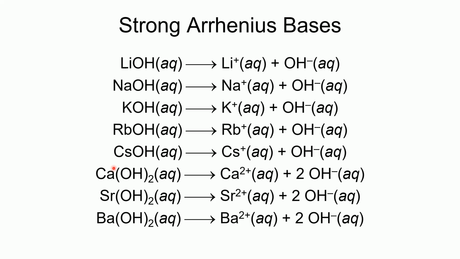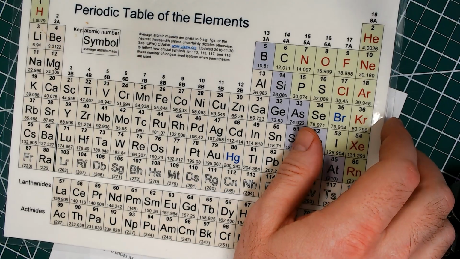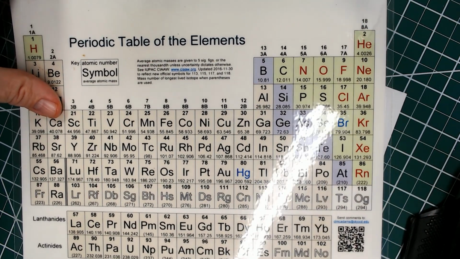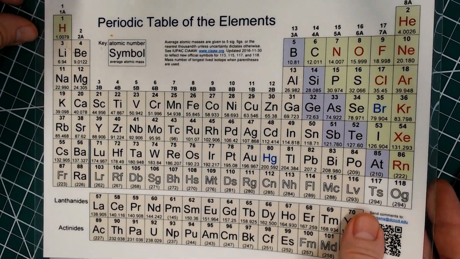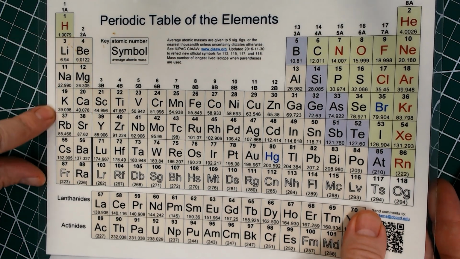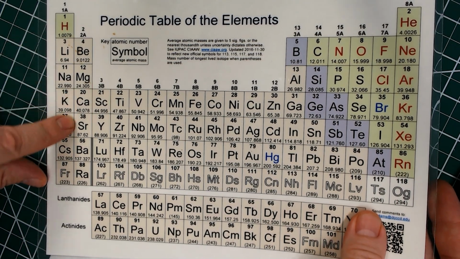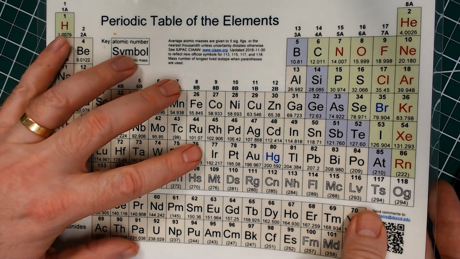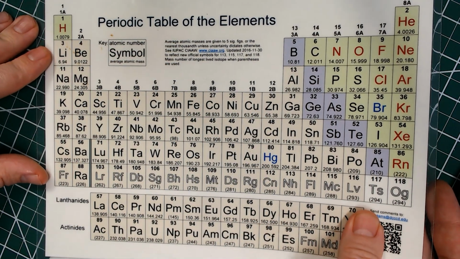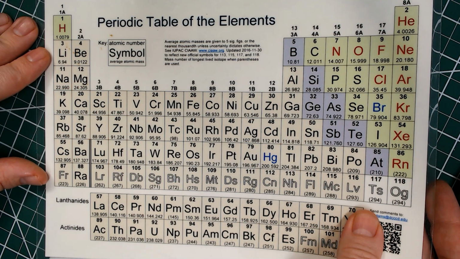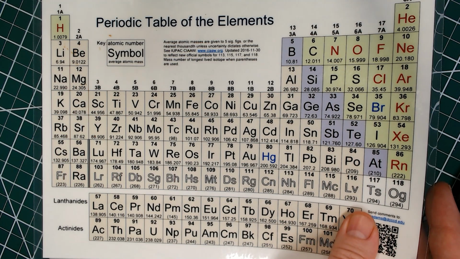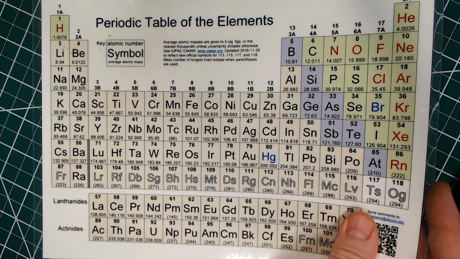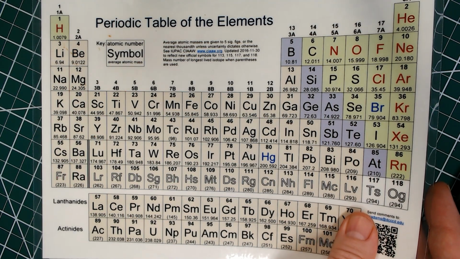Okay, now I'm going to show you a periodic table here just real quickly. So here is my periodic table. I'm trying to get the glare away. You'll notice that here are our group 1 hydroxides, there are group 2 hydroxides, and all of these other metals also form hydroxides, but they are not strong bases. The reason they're not strong bases is they're just not soluble enough to be considered strong bases.